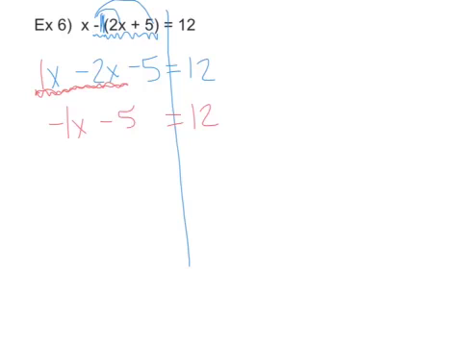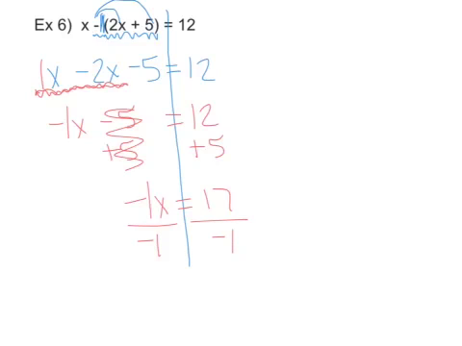So step 3, undo your addition or subtraction. So now we're going to get rid of this minus 5 by adding 5 to both sides. Those cancel. So on the left we have a negative 1x equals, on the right, 12 plus 5 is 17. And last step, undo your multiplication or division. So we'll divide each side by the number with the variable, which is negative 1. And we'll get x on the left, 17 divided by negative 1 on the right is negative 17.